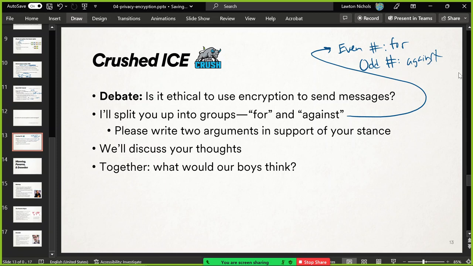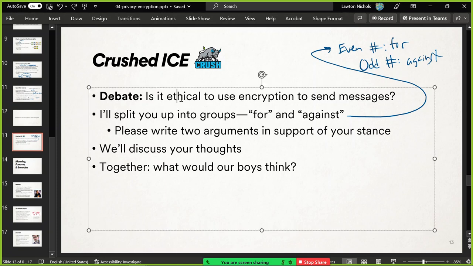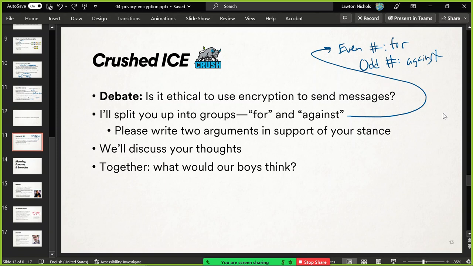Okay? So try to write two arguments, come up with as a group two good arguments in support of whatever stance I'm forcing you to have, and then we'll discuss afterwards. Try to think about what our bots might think as well. Extra virtual points for that. Any questions about what I'm asking you to do? So you're arguing either for or against encryption to send messages either to other people or to programs that then use your information. Write down two good arguments per group, please. Talk to each other, say hi, and come up with some good arguments. I'll give you a few minutes to try this.